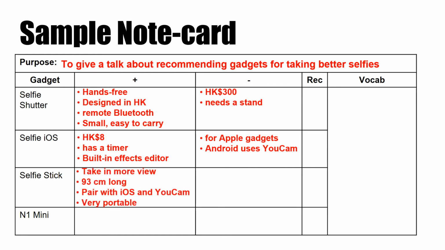Its advantage is that it allows you to take in more of your background. You can photograph more of your background because you can make your camera further away. You can make the camera 93 centimeters away because the selfie stick is 93 centimeters long.